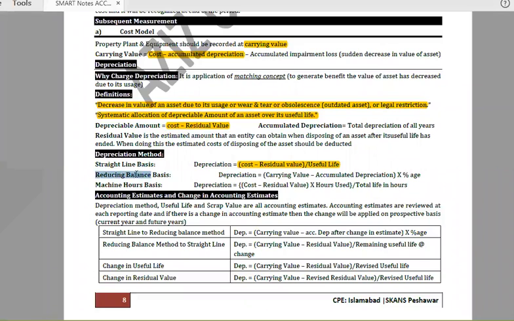Second method is the reducing balance method. In this method, we will charge depreciation on carrying value. So this is a typing mistake. This is not carrying value, this is cost. Cost minus accumulated depreciation, and the answer of this equation will be carrying value. So cost minus accumulated depreciation into percentage.